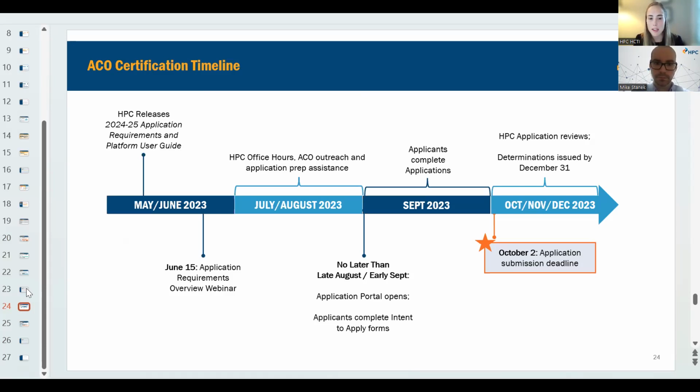We'll make this available to you, and we'll ask that you do this no later than late August or early September. But we will follow up with more specific information on the intent to apply form and making that available as we get a bit closer towards August. Moving into September, we'll turn things over to you, and applicants will be working on completing their application for a submission deadline this year of October 2nd. And once all applications are submitted in October, we at the HBC will begin our review process and work to issue all final determinations to ACOs before the end of the calendar year.